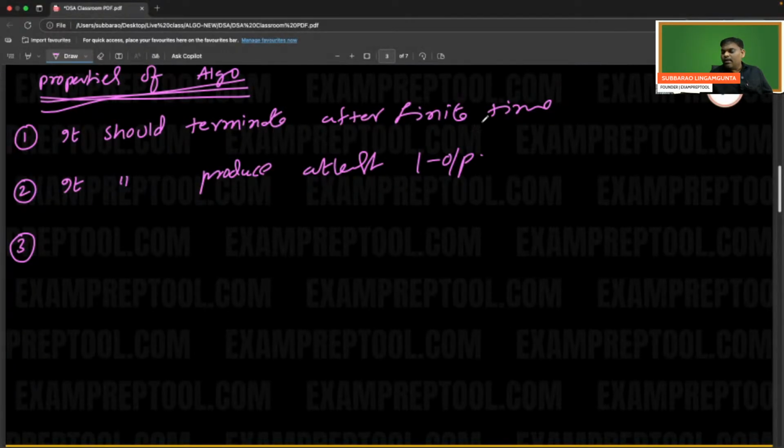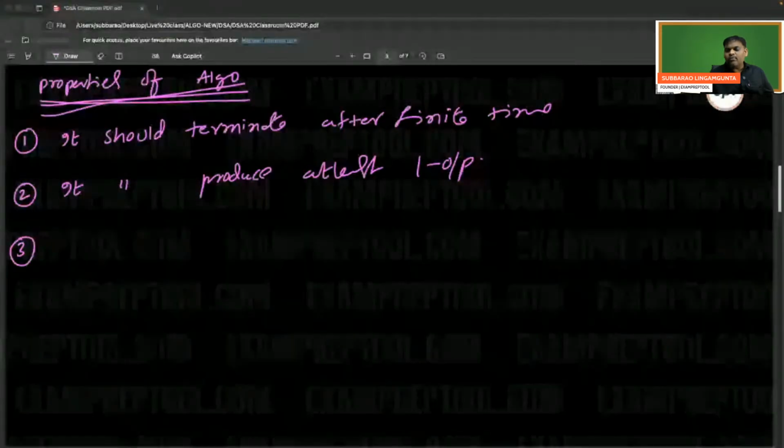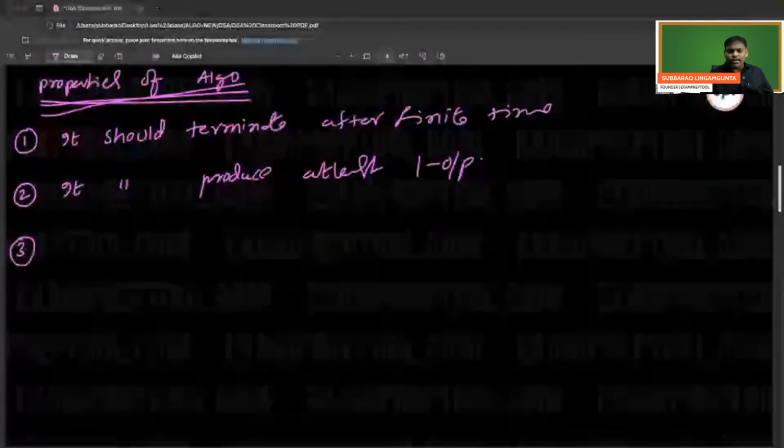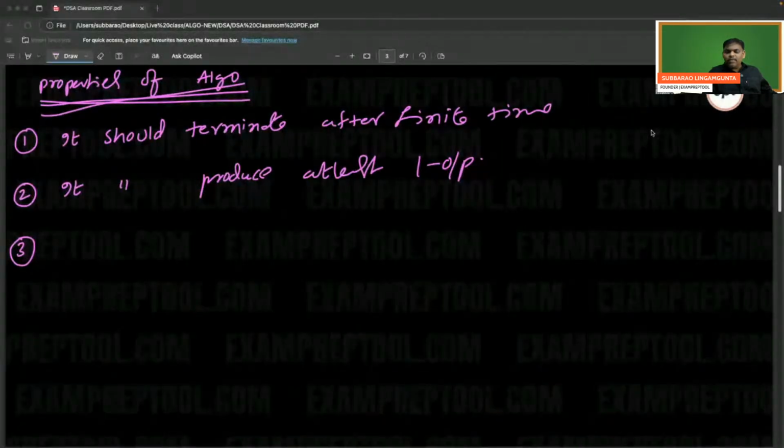It should terminate after finite time. It should produce at least one output. So, third point, properties of algorithm: it should terminate after finite time, and it should produce at least one output. If anyone thinks some other property is there, please let me know, I will write. If it is a good one, I will write. Make it fast.